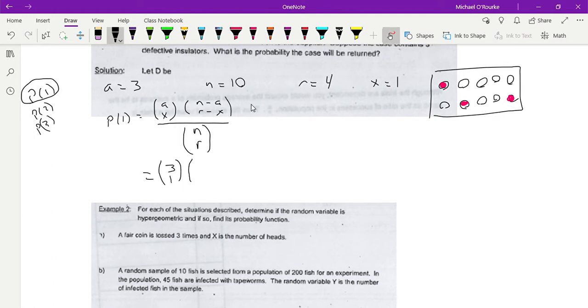Now I'm going to do it long. If you want to skip a step, that's fine. N minus a is going to be 10 minus 3. Then r minus x is going to be 4 minus 1. Divided by n over r, which is 10 over 4. 10 over 4. Now, do you have to do that middle step? No. I trust most of you can do 10 minus 3 in your head and 4 minus 1 in your head.